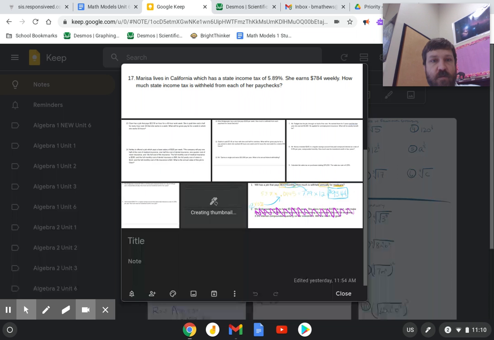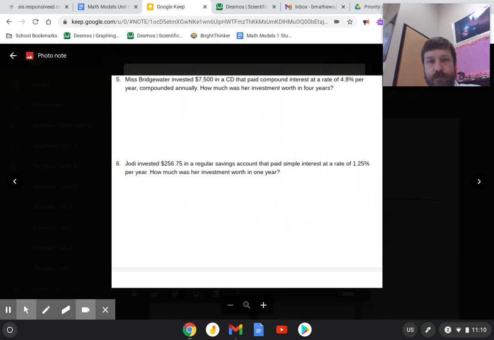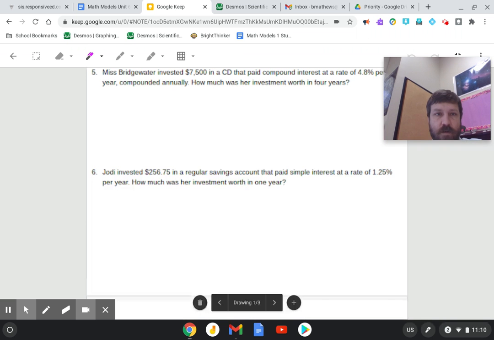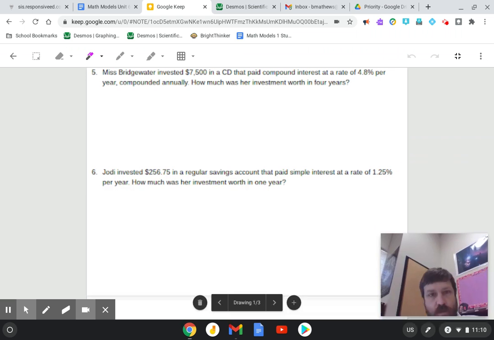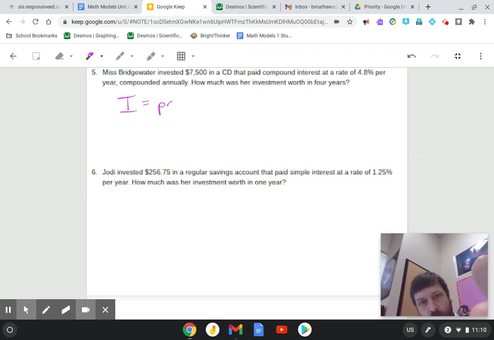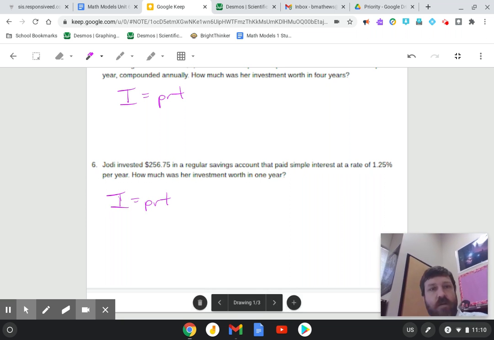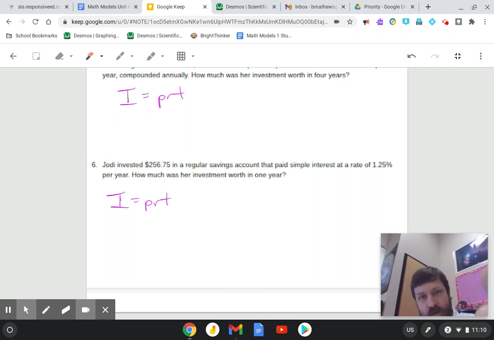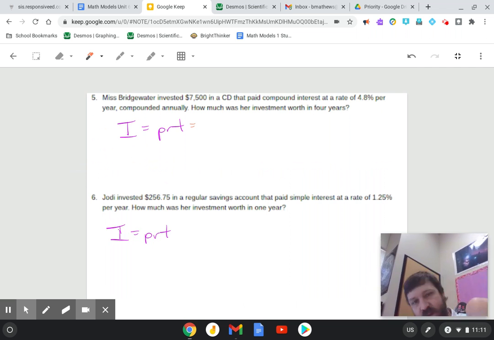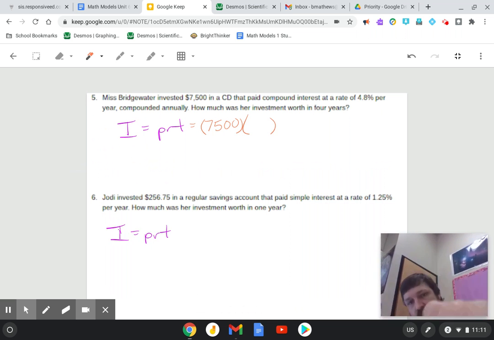All right, that's pretty much how simple interest problems are going to work. Here's another one. Another couple, actually. So again, we're doing I equals PRT on both of these. And so when we plug everything in, this one, we have a P of 7,500. We have an R of 4.8%, written as a decimal, 0.048. And it's going to be 4 years for the time. Then we're going to add that answer that we get to the original amount.